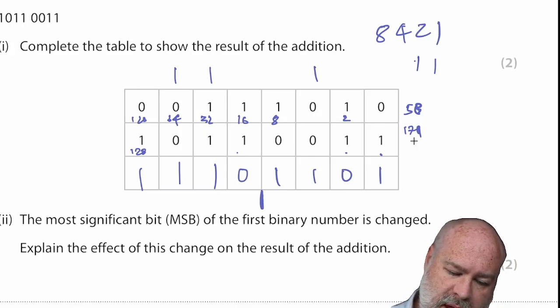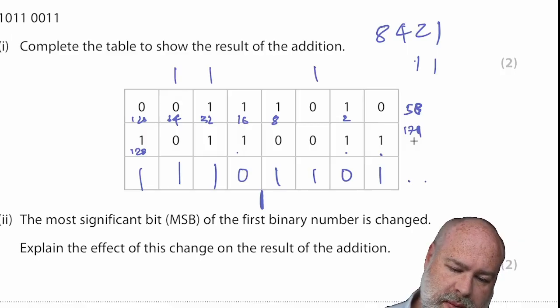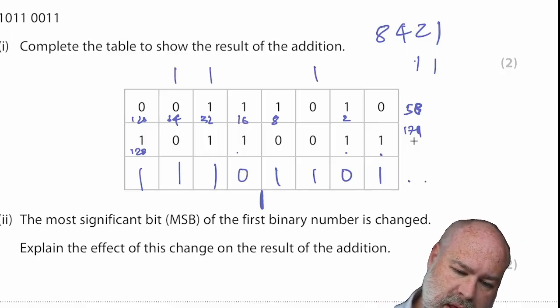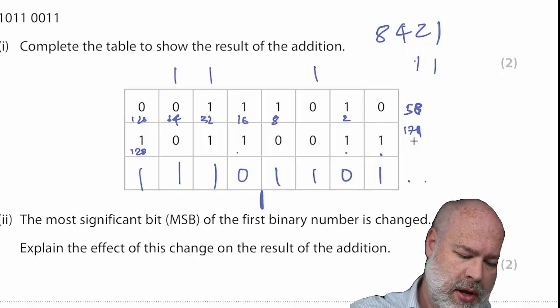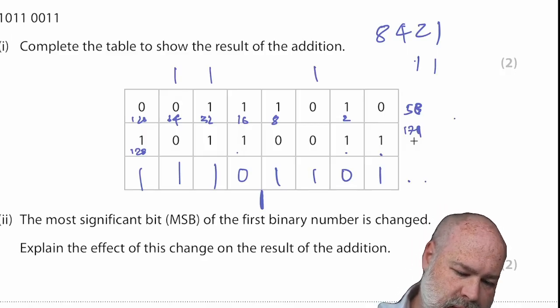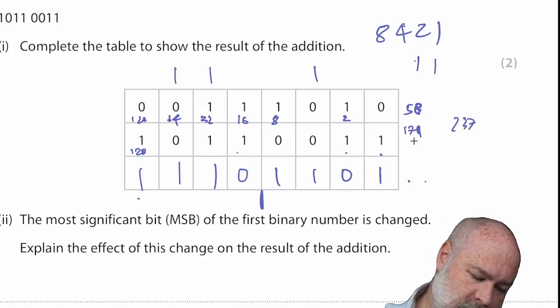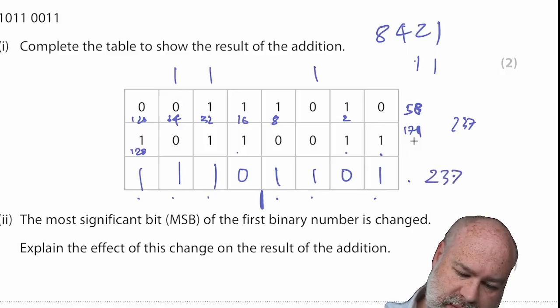So 58 plus your 179 should equal this. So let's quickly check, 128, 237. So that would be 128 plus 64 plus 32 plus our 8 plus our 4 plus our 1 equals 237.